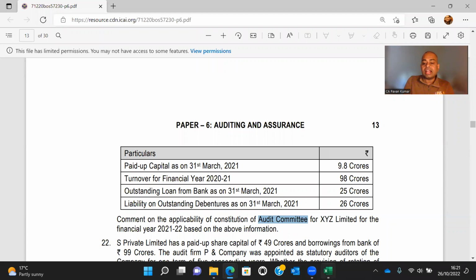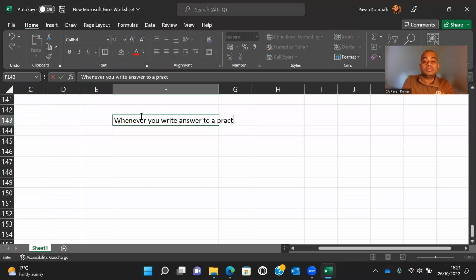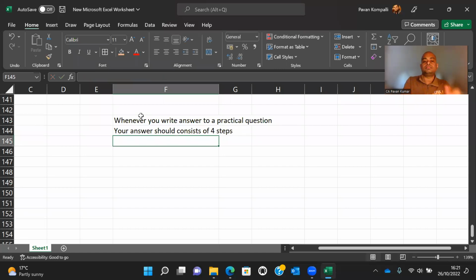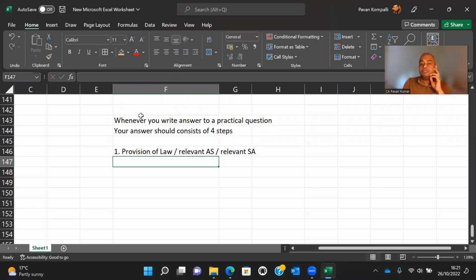Remember, whenever you are writing a practical question, your answer should consist of 4 steps or minimum 3. 3 and 4 can be combined. So minimum 3 steps. Sir, what are those 4 steps? 1, provision of law or relevant accounting standard or relevant standard on audit or point of Caro.